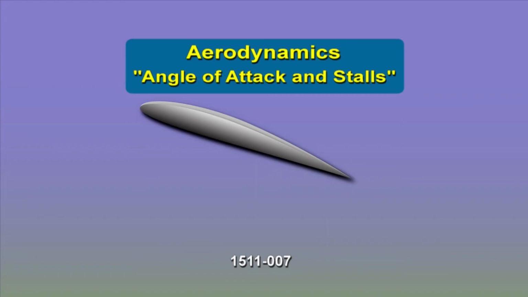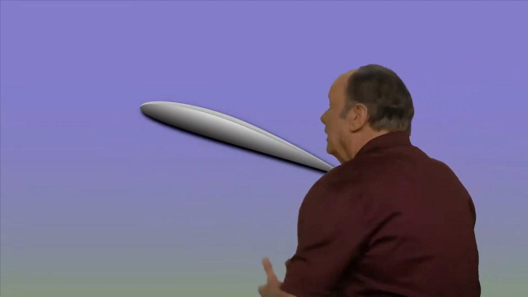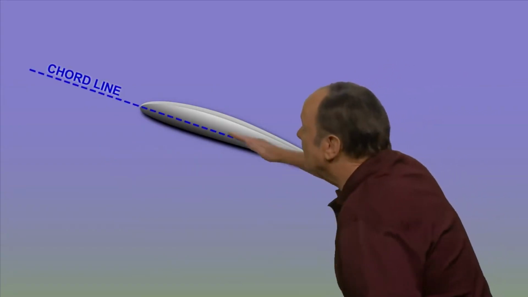Now, let's take a look at a couple of terms the FAA wants you to know about. First of all, let's take a look at an aircraft wing. If you draw a line from the trailing edge of the wing up to the leading edge, that line is called the chord line, and it points the direction the wing is pointed.